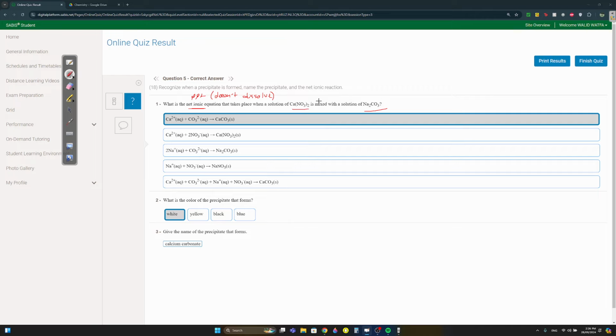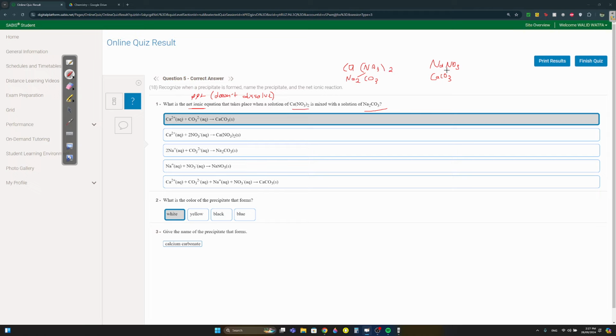So what's the precipitate here? Let's see. To find the precipitate, you can do the crisscross, the way our teacher told us. You put them above each other, and you crisscross: NaNO3 and CaCO3. Of course, it's going to be Na plus and NO3. Yeah, these are your two products.